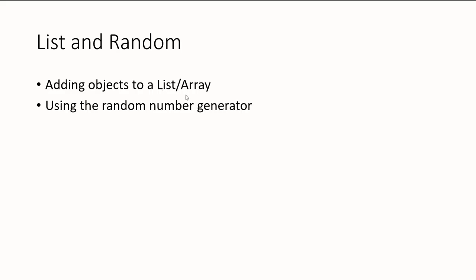Adding objects to an array, so creating an instance of our class and chucking it into an array, and then we need to use a random number generator so that we can randomly put them in different spots, and randomly have different speeds for them. So let's do that.